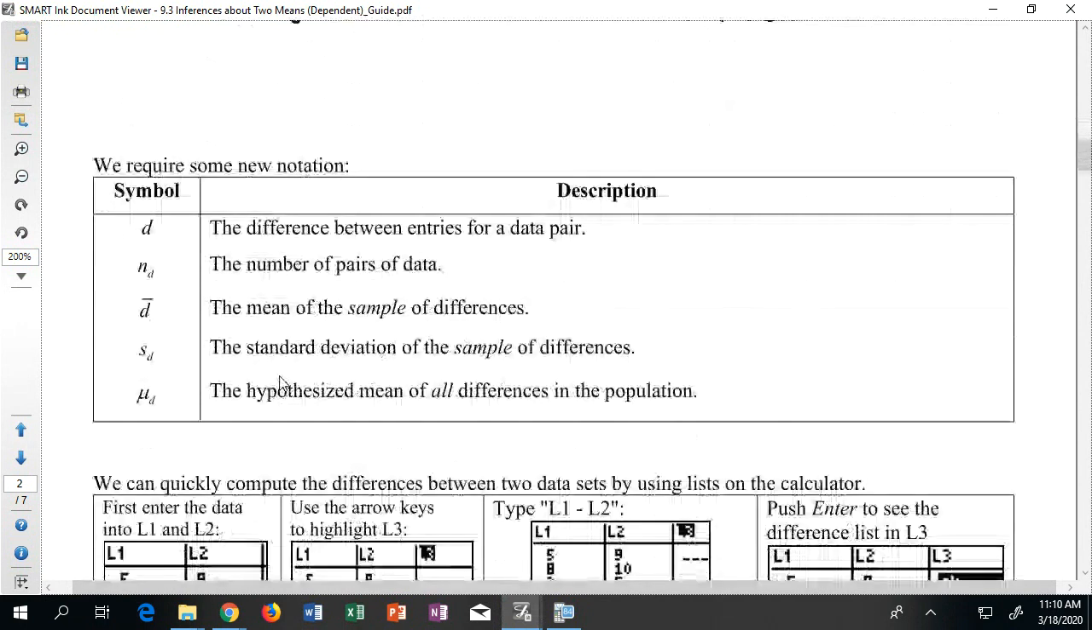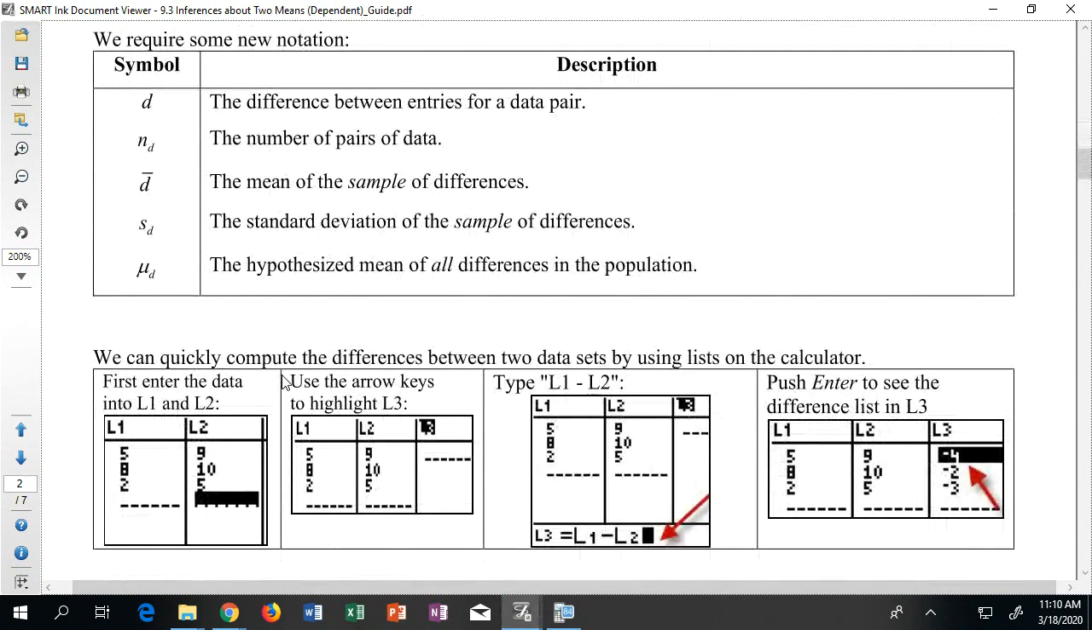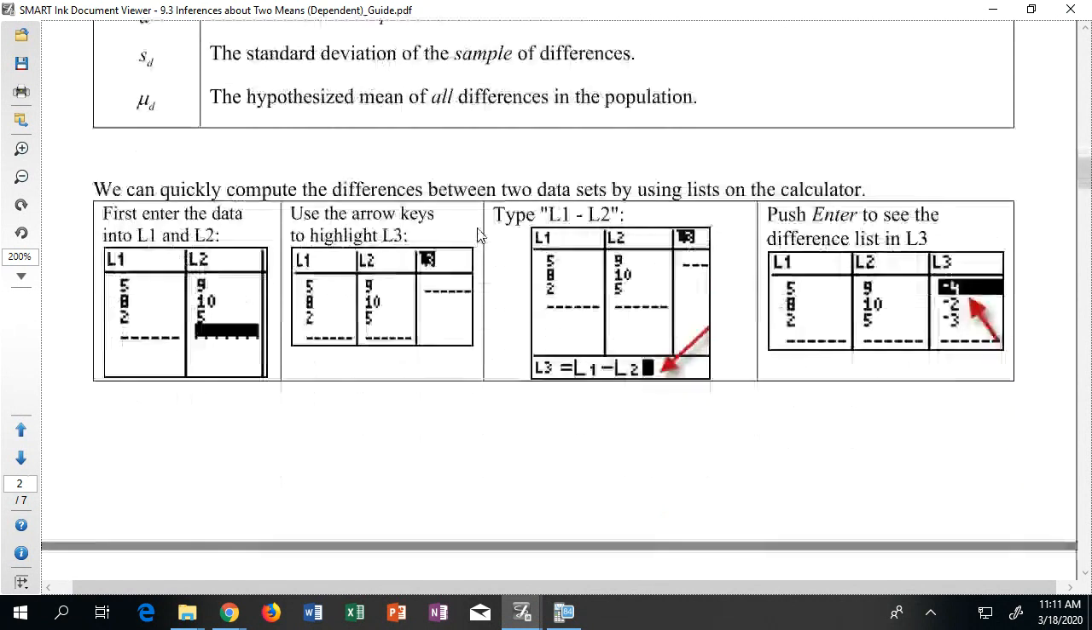Okay. So I have down here at the bottom just some reminders of some of the things that we did. At the very bottom, I have these calculator commands, how we actually went through and created that L3 column. And otherwise on the side, I have all these symbols listed out that we've used. D stands for the differences between a pair of data, ND is the number of the data pairs that we have. D bar was our sample average. SD was our sample standard deviation. And mu D was the hypothesized mean for all the differences in the population.